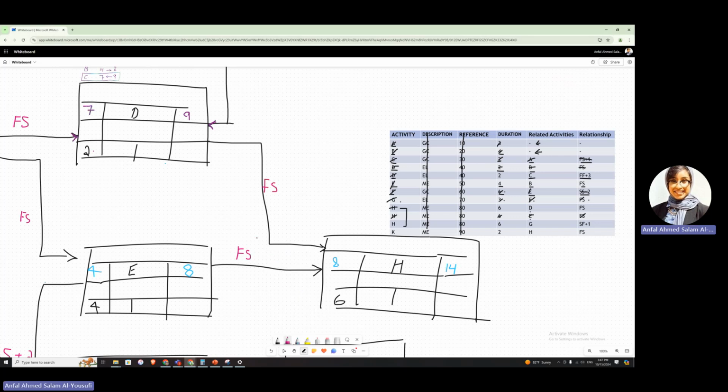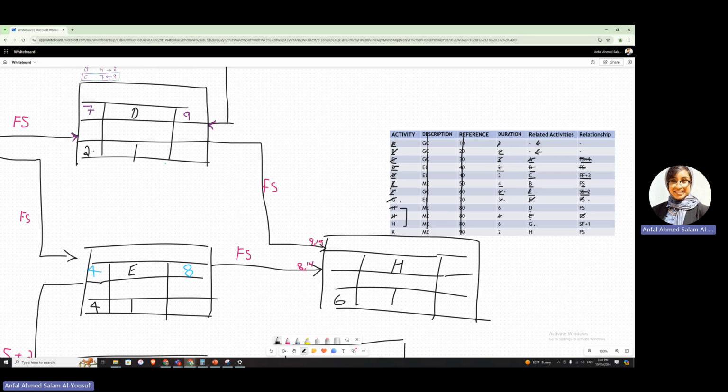In this case, the one coming from D is giving me 9. This is giving me 8. If I kept 8, my early finish will be 14. If I kept 9, my early finish will be 15. In this case, 9 and 15 is bigger. So I'm going to erase this because we are not going to use this. Let us do the last one because we have 3 relationships.